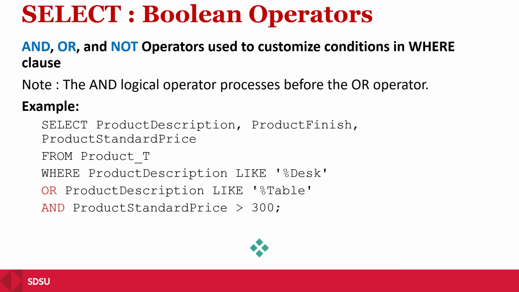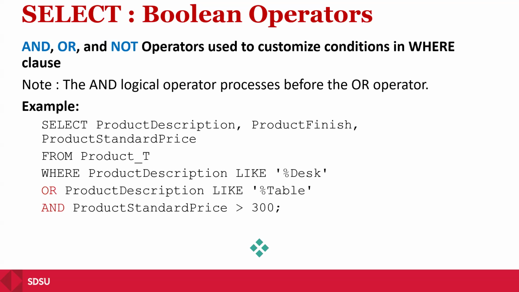We also use Boolean operators in the where clause. We use Boolean operators when we need to use multiple conditions. There are three different types of Boolean operators: and, or, and not. For those of you who took Python, you're probably a little more familiar with those. Those are used in the where clause.